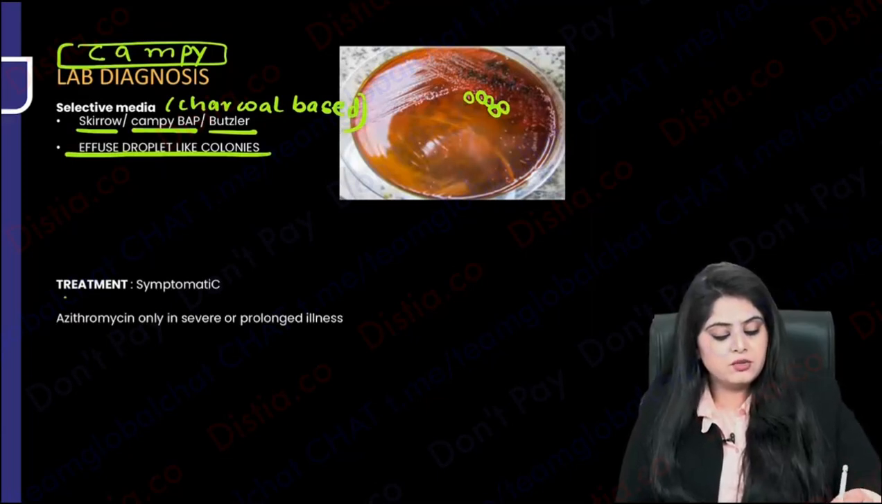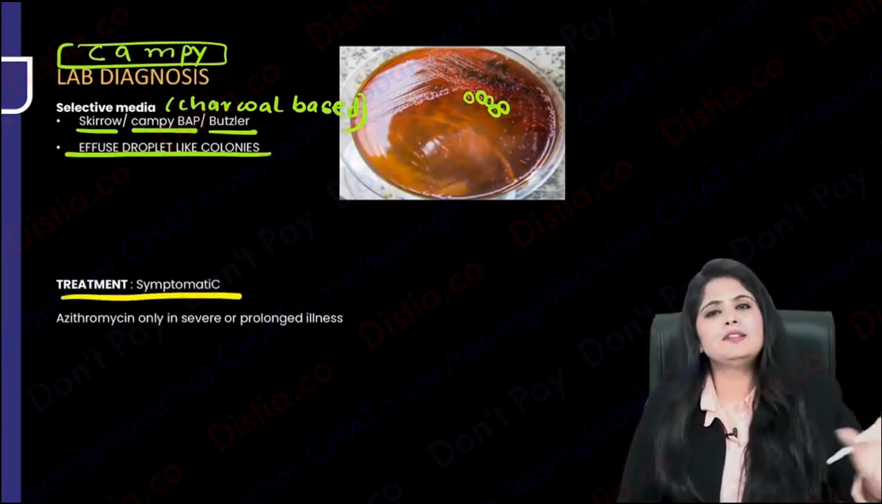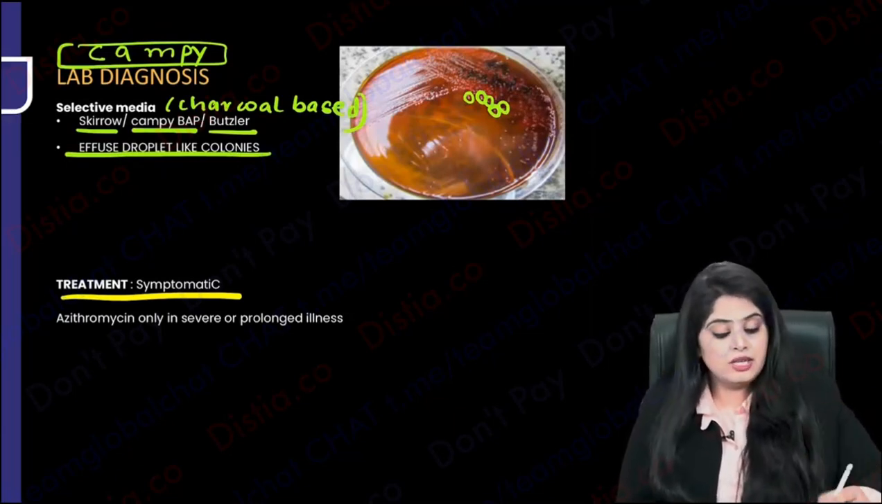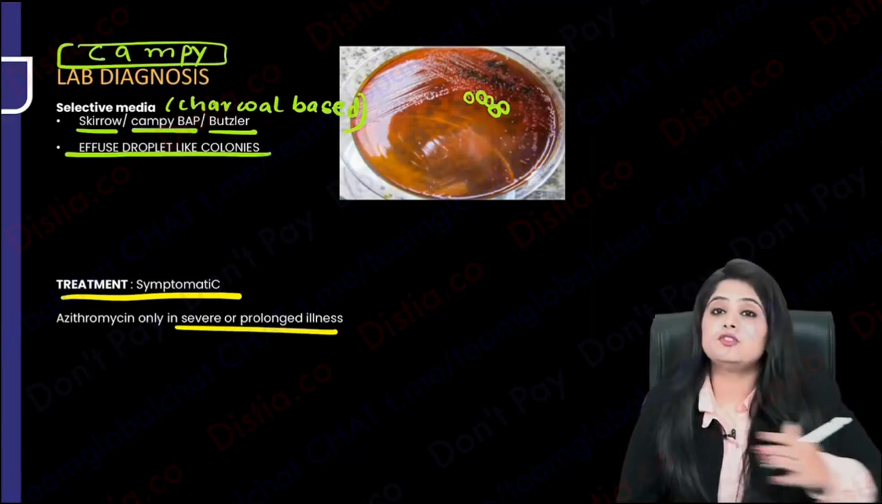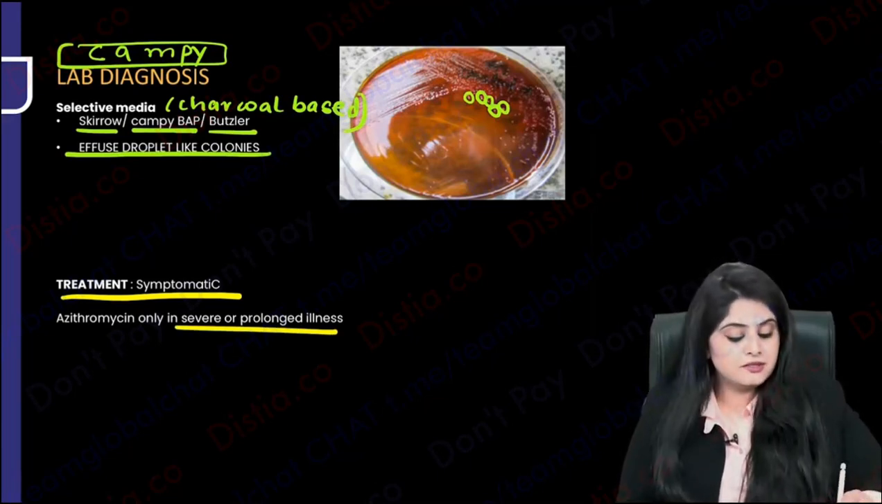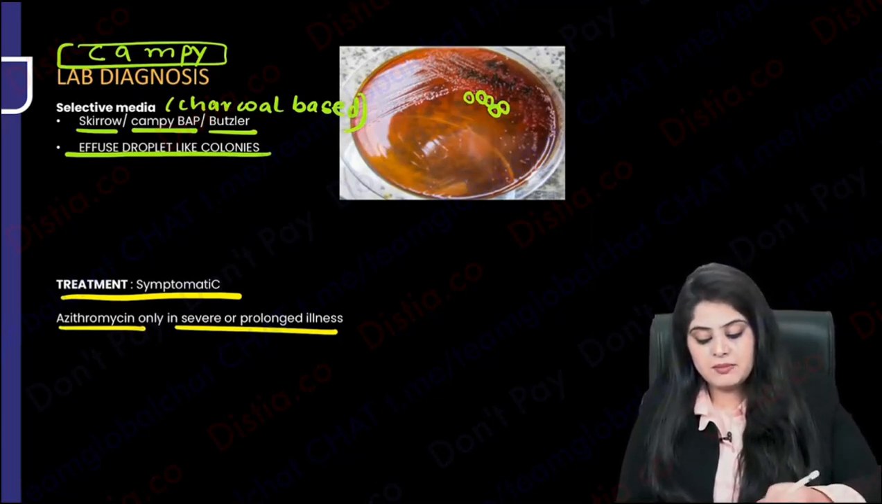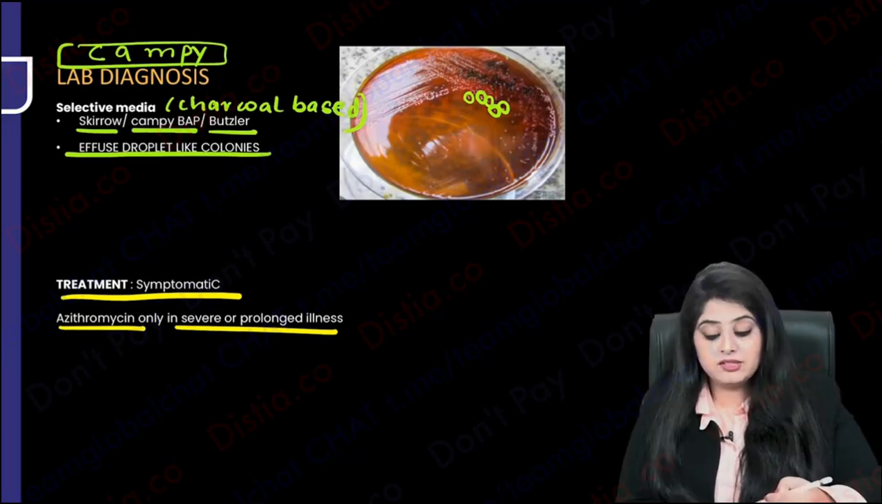Finally, what is the treatment? In most cases, you are only going to limit yourself to treating symptomatically: fluid, electrolytes, treat the diarrhea, that's it. Only in severe cases, or if the patient has an extremely prolonged illness for many days, do you go in for azithromycin. So now I feel that your Campylobacter mnemonic seems a little sorted.